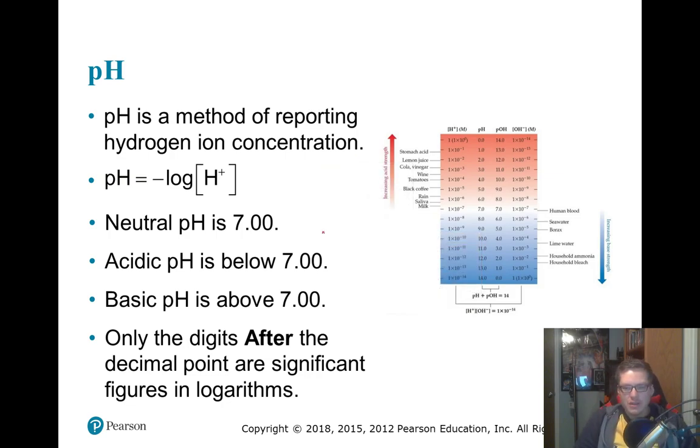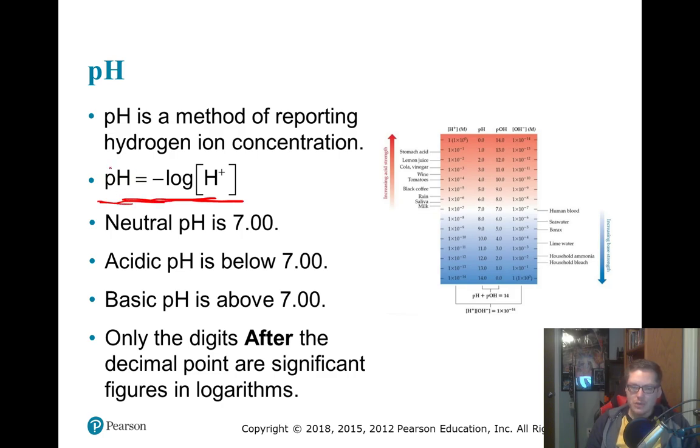Okay, pH scale. One misconception most people have is that it goes from 1 to 14. That's not true. It can go infinitely in either direction, because that's not how logs work. So to find the pH of something, all you have to do is take the negative log of the concentration of hydrogen ion, hydronium.